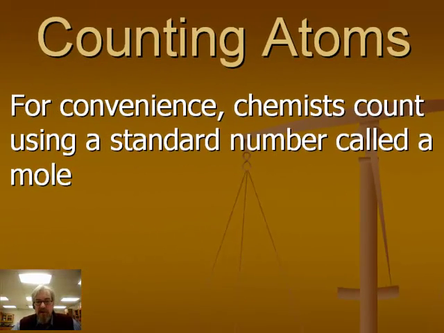Well, for convenience, chemists have a number that they use to count out atoms or molecules, small particles. Ions even would fall into this category. Sort of like if you work at the bakery, you count donuts by the dozen. And eggs, we sell eggs by the dozen. So this is like a number that's a standard unit, like a dozen, except it's a way bigger number. It's called a mole. It's a chemical counting number.